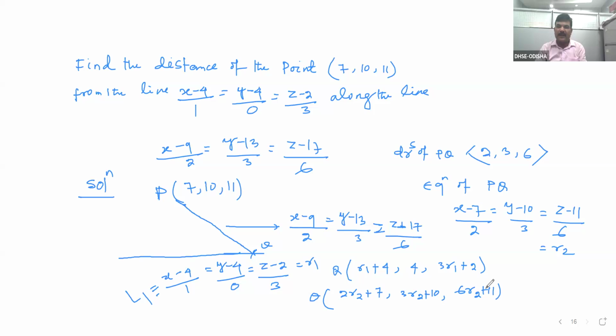So 3R2 plus 10 is equal to 4. 3R2 is equal to minus 6. R2 is equal to minus 2.